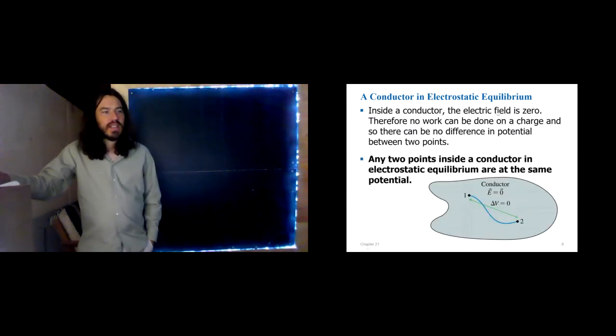So inside a conductor, the electric field is zero, as I was just saying. Therefore, you can't do any work on a charge moving it. And therefore, the potential change is always zero within a conductor.